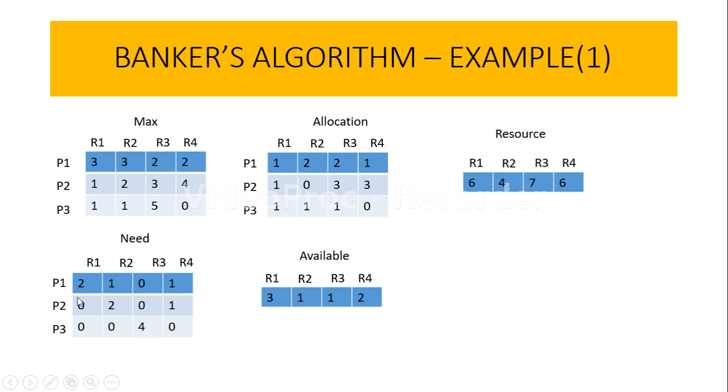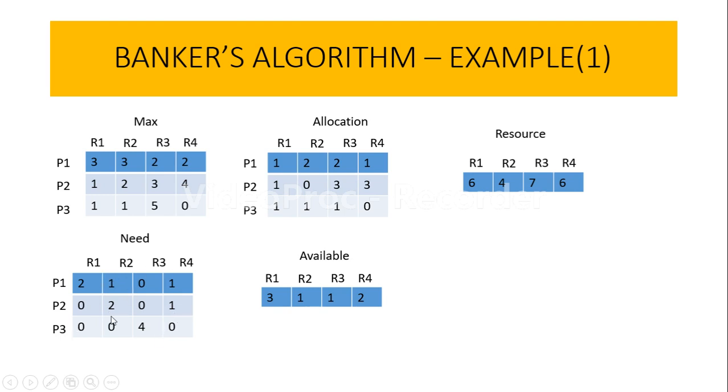Similarly, you can calculate the need of P2 and P3. Okay, I hope you people understood how I am getting it. These values I am getting simply by subtracting maximum minus allocation. Like 1 minus 1 is 0, 2 minus 0 is 2, 3 minus 3 is 0, 4 minus 3 is 1. Similarly, we are calculating for P3 also.